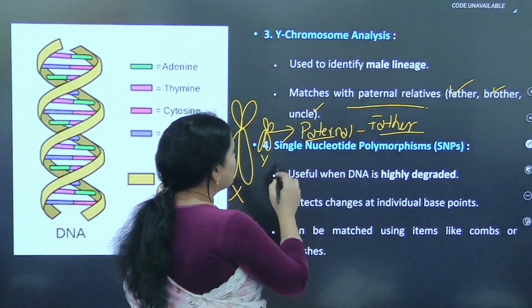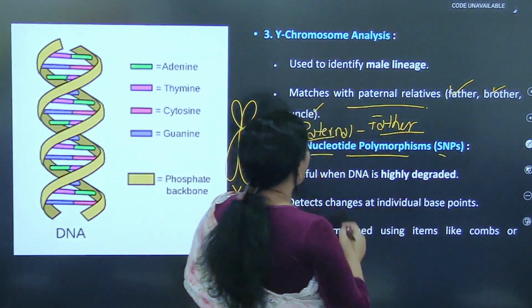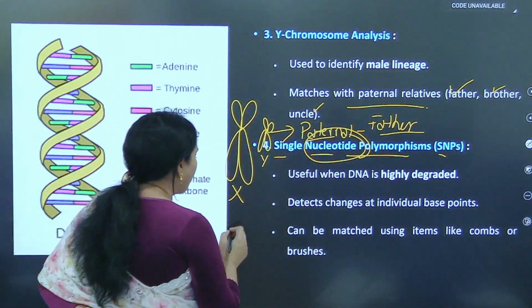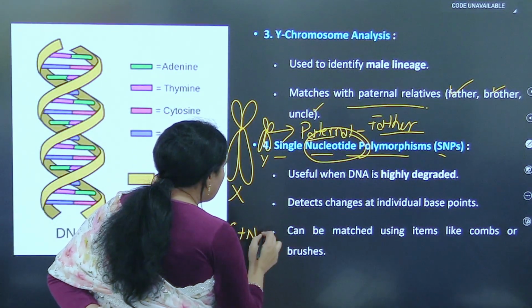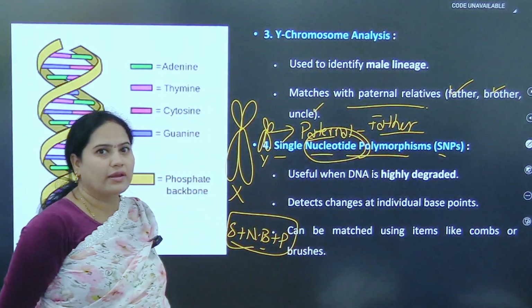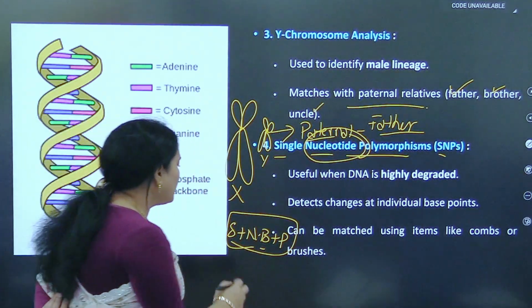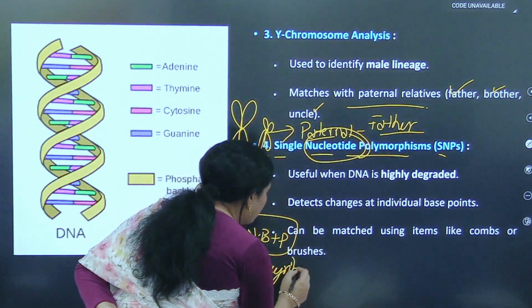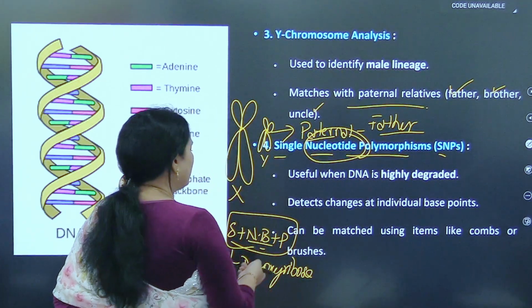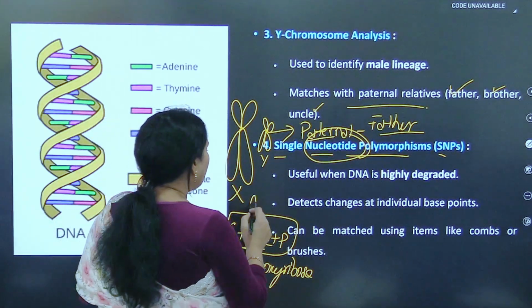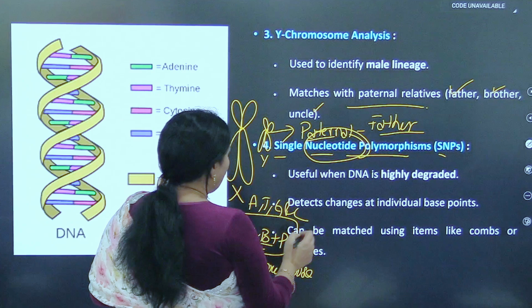And the fourth one is single nucleotide polymorphism. What do you mean by nucleotide? A nucleotide is a combination of sugar, nitrogenous base, and phosphate. This is the composition of one nucleotide. In the case of DNA, our sugar is deoxyribose. Next, the nitrogenous bases in DNA are four: A, T, G, and C, and then the phosphate.